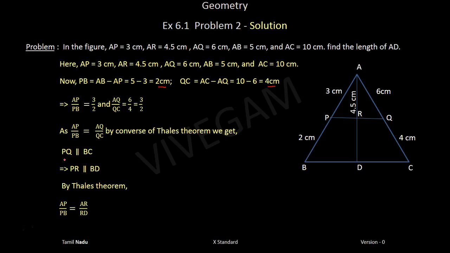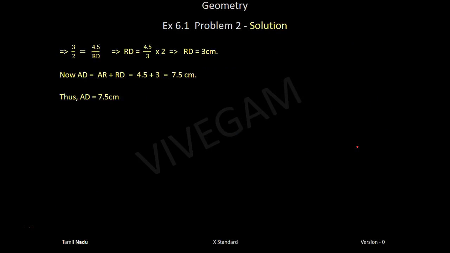So we are getting PQ is parallel to BC. Once you know PQ is parallel to BC, PR is parallel to BD, because it's the same line: half of PQ is PR, half of BC is BD. So if PQ is parallel to BC, PR must also be parallel to BD. Then you can apply Thales theorem, which means AP by PB will be equal to AR by RD. You substitute all these values: 3 by 2 will be equal to 4.5 divided by RD, or RD will be equal to 4.5 by 3 into 2. So this is 1.5 into 2, that is 3 centimeters.